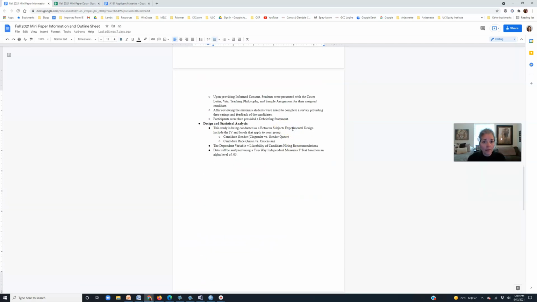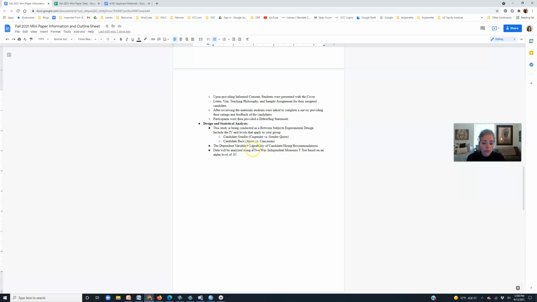It's experimental because you were randomly assigned to those candidates. So you did not get to choose which candidate you were reviewing. You were randomly assigned. You have to include the independent variable. In this case, you choose which one your group is doing. The dependent variable is either going to be the overall rating, the likability of the candidate, or it's going to be the hiring recommendation or interview recommendation of the candidate.